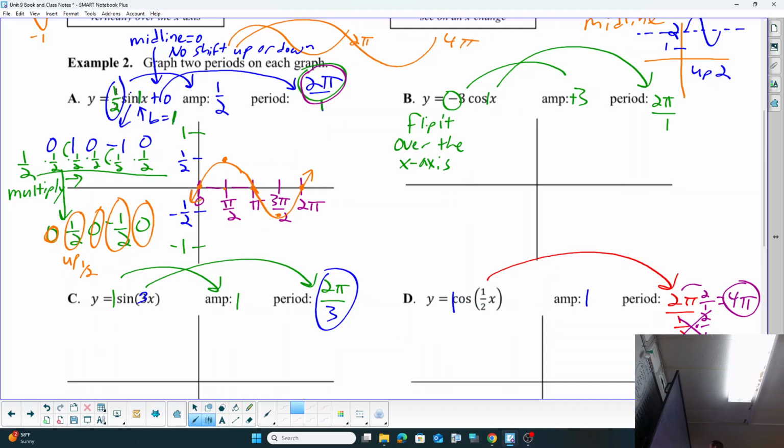Nice. So the next one is, the amplitude is 3. So that's going to be 1, 2, 3, way up there, and negative 1, negative 2, negative 3, way down here. I'm going to move this out of the way because that's kind of messing things up.